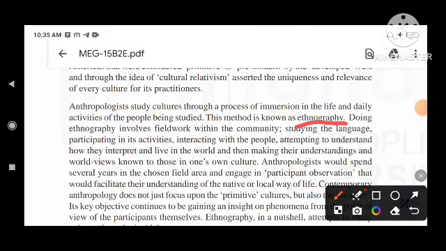participating in its activities, interacting with people, attempting to understand how they interpret and live in the world, and then making their understandings and worldviews known to those in one's own culture. Anthropologists would spend several years in the chosen field area and engage in participant observation that would facilitate their understanding of the native or local way of life. Contemporary anthropology does not focus only upon the primitive culture but also the modern. Its key objective continues to be gaining insight on phenomena from the point of view of the participants themselves. Ethnography, in a nutshell, attempts to study culture from the inside.